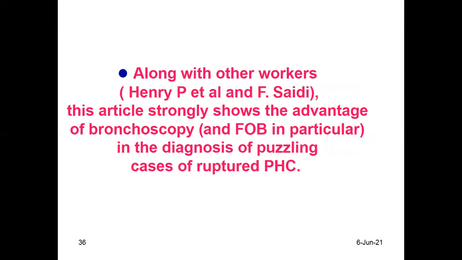So along with other workers, Henry P. et al. and Farouk Saidi, this article strongly shows the advantage of bronchoscopy, and fiberoptic bronchoscopy in particular, in the diagnosis of puzzling cases of ruptured pulmonary hydatid cyst.